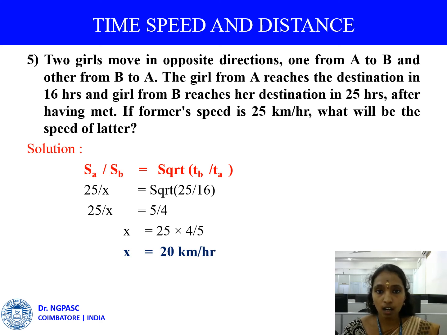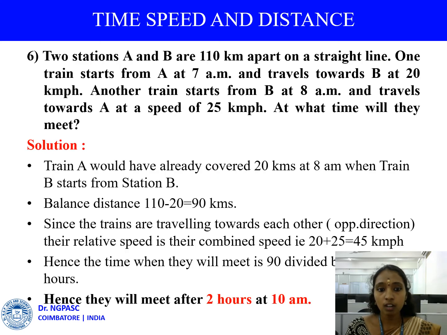Next, another question. Two stations A and B are 110 km apart on a straight line. One train starts from A at 7 a.m. and travels towards B at 20 km per hour. Another train starts from B at 8 a.m. and travels towards A at a speed of 25 km per hour. At what time will they meet?